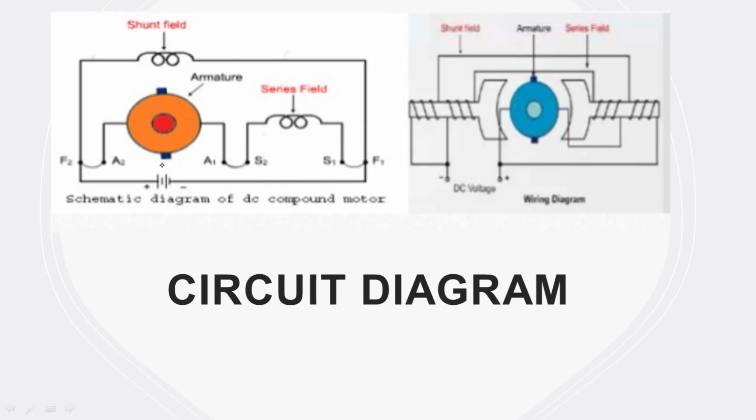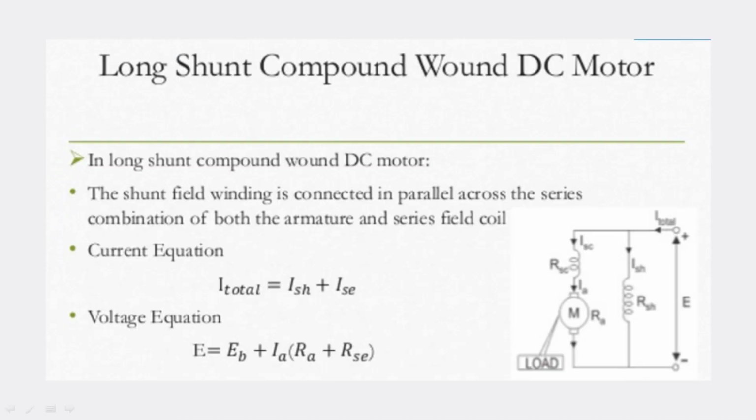So this is the circuit diagram for a DC compound motor. Here you see the series field winding is also there, and the shunt winding is also there. This kind of connection is called the DC compound motor. In this DC compound motor there are two different types: one is the long shunt and the other is the short shunt compound motor.